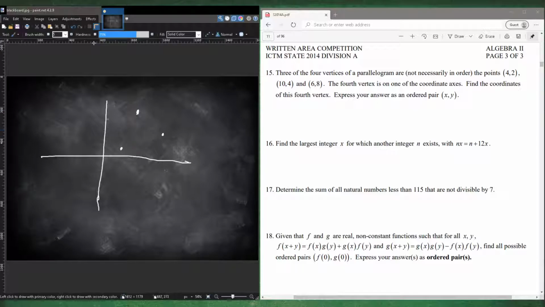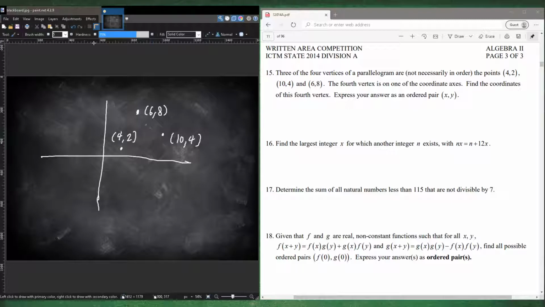Since it has to be on an axis, definitely it's not going to be like this, because then it's not going to be on an axis. So what it's most likely going to do is that there's going to be a vertex right here for our parallelogram, right? So that's going to be this point that we're looking for. So now we just need to label them. So this point is (6, 8). This is (10, 4). And this one is (4, 2).